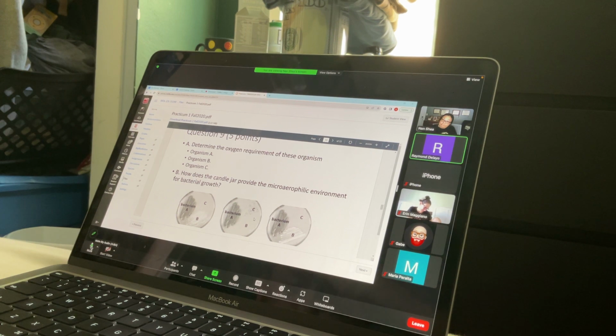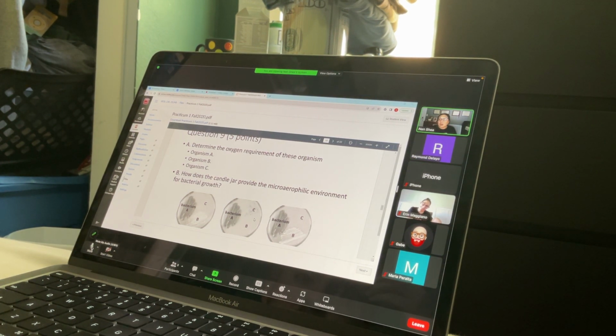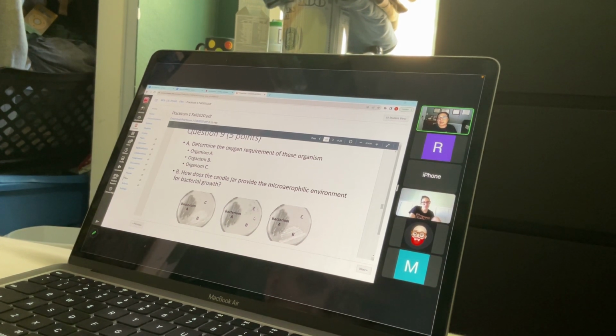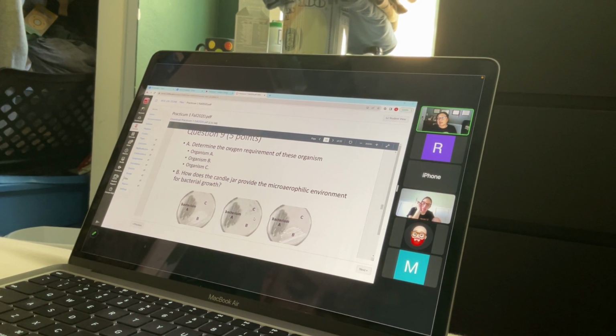Wouldn't that be microaerophilic? Because the candle jar is supposed to give us the microaerophilic environment. Okay, and so if you only see growth in that plate, then that tells you the bacteria is a microaerophilic type of bacteria.